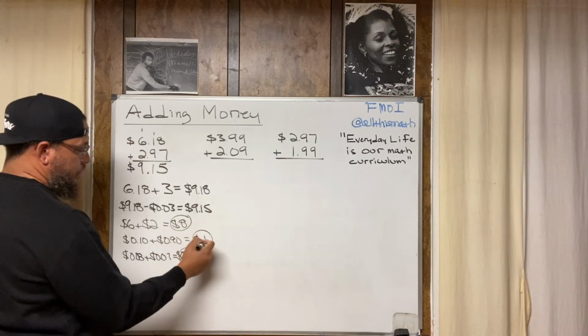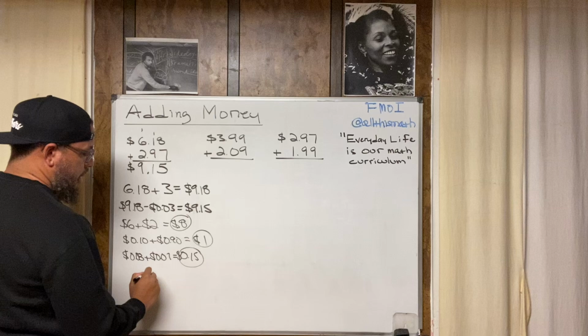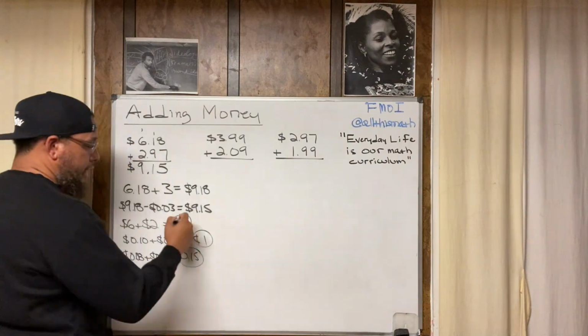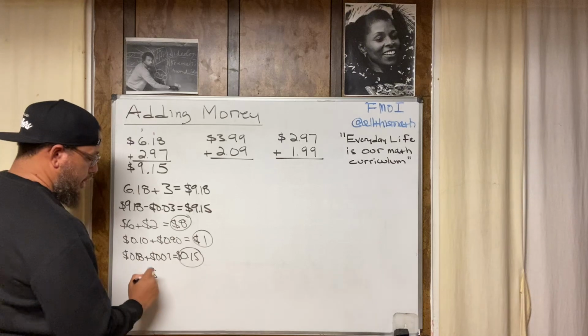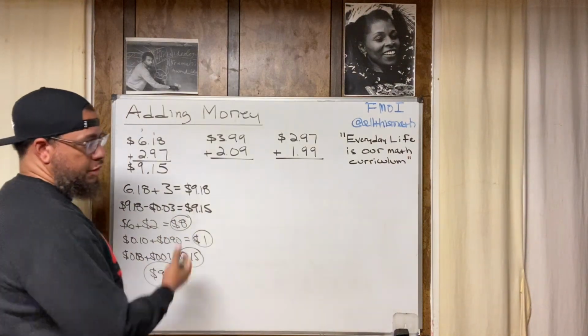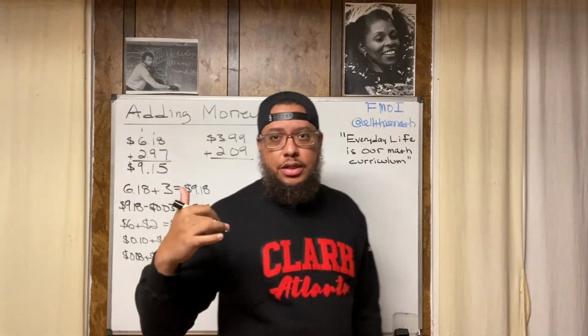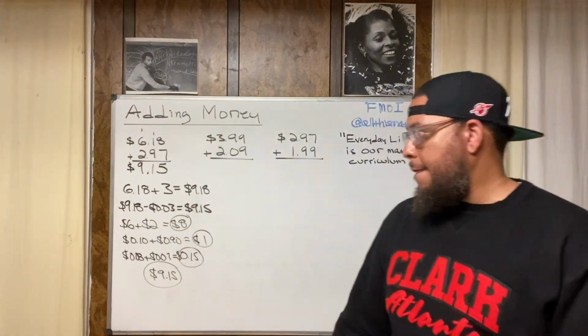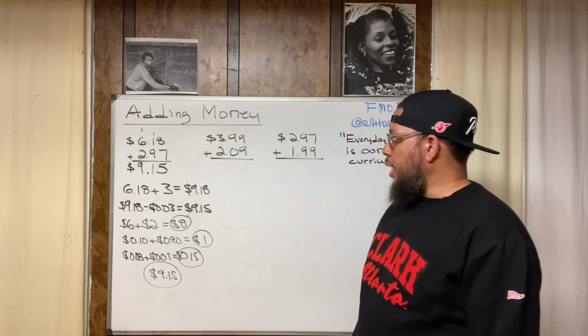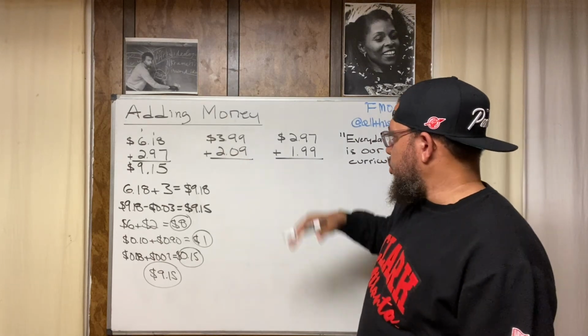Which adds up: 8 plus 1 is 9. $9 plus 15 cents, not 9 cents plus 15 cents. $9 plus 15 cents is once again $9.15. I just did this problem in 3 different ways, and this ain't even the only way to do it. There's other ways we could have done it. All right, now let's get into these other 2 examples.